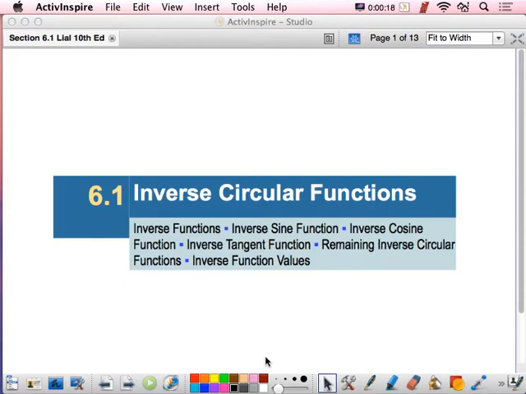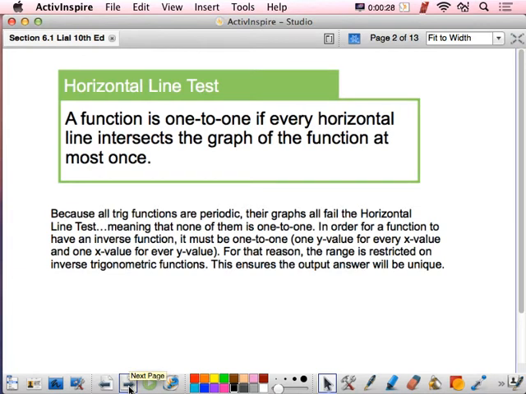Your book calls them circular functions, but remember that that's just referring to the unit circle. So it's inverse trig functions. This is something you don't necessarily need to know for this section, but it's good to talk about it and remind ourselves of it from college algebra.